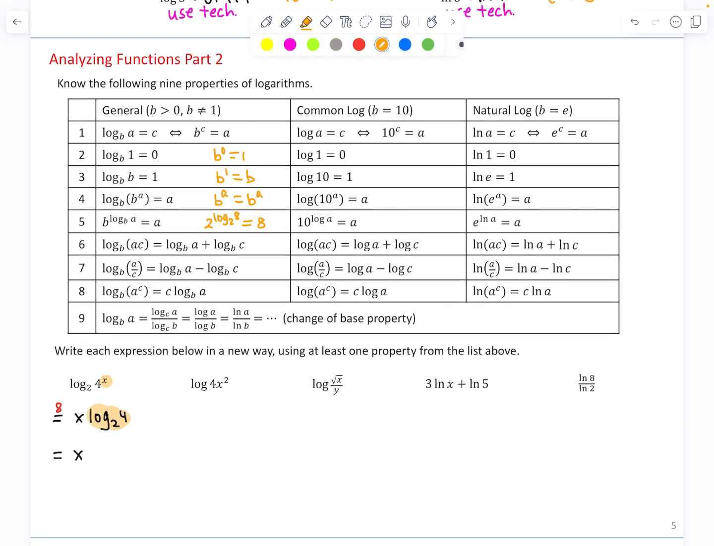And now I could simplify further by considering, well, what is log base 2 of 4? Well, what power is needed on 2 to produce 4? And that answer, of course, is 2. So we get just times 2. You could, in theory, give property 1 credit for this.